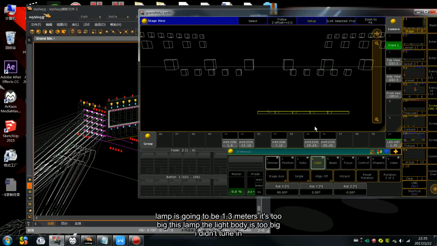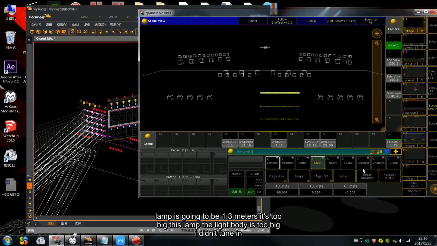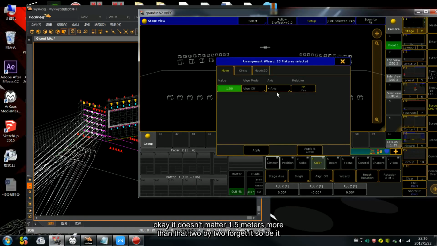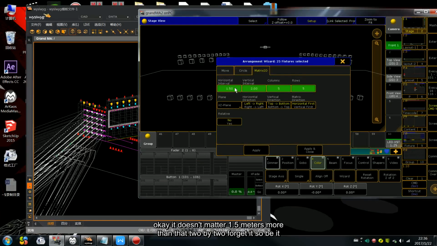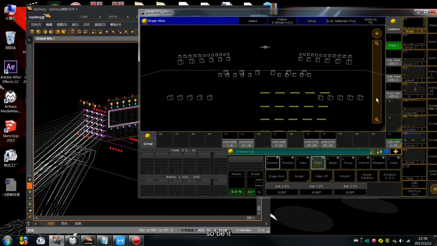This is not good. This lamp is going to be 1.3 meters. It's too big. This lamp, the light body is too big. I didn't tune it in. Okay. It doesn't matter. 1.5 meters. More than that. 2 by 2. Forget it. So be it.